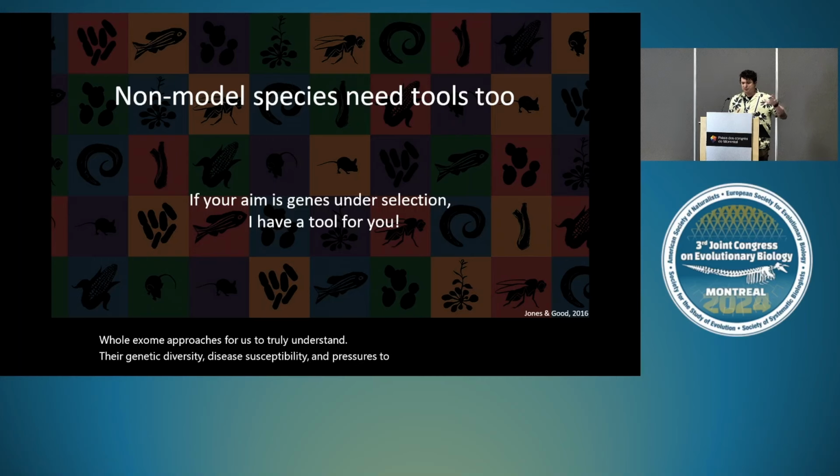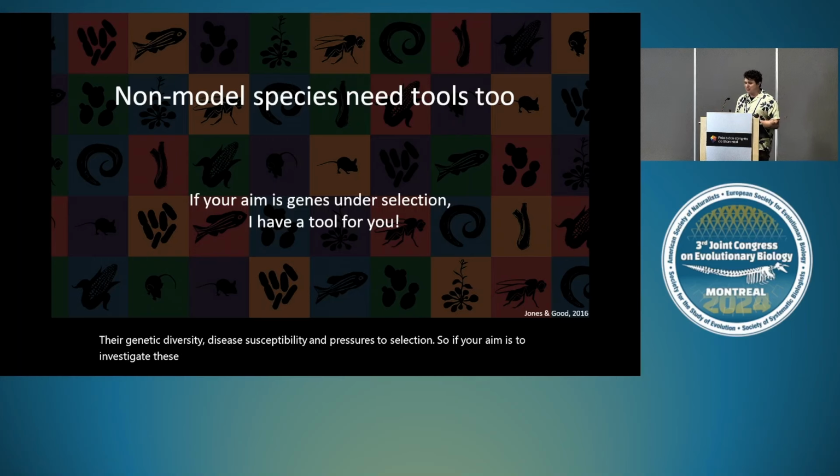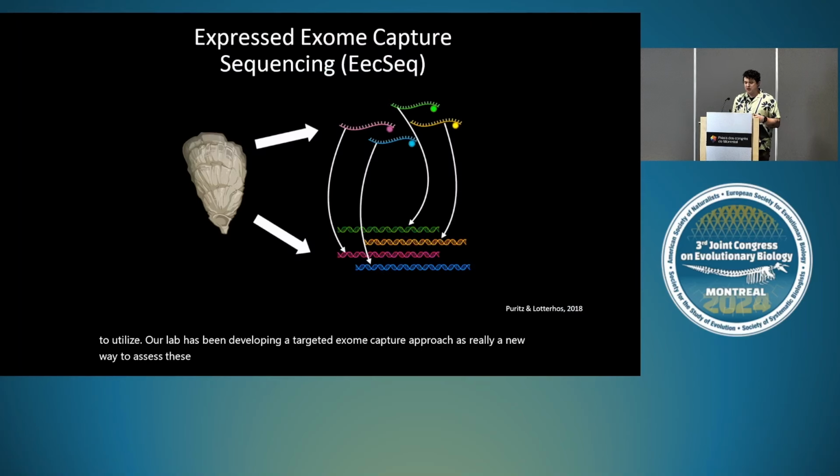If your aim is to investigate genes under selection in non-model species, I think I have a tool for you to utilize. Our lab has been developing a targeted exome capture approach as a new way to assess these non-model exomes. It's called expressed exome capture sequencing, or EEC-seq for short. One of the unique aspects of this technique is that your organism itself is creating the capture probes that are needed to target the exome.